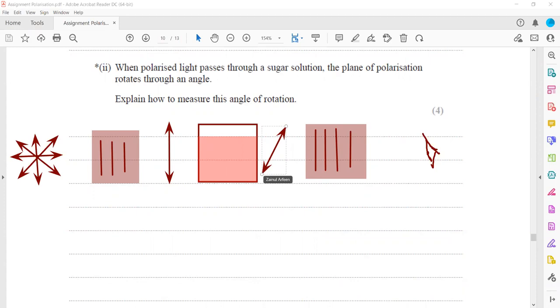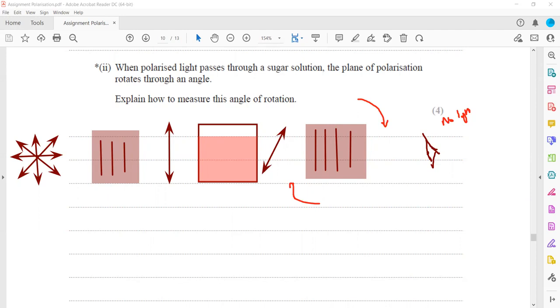So as a result, because it will rotate the light, in that case there is no vertical component here. As there is no vertical component, we will not observe any light. There will be no light present. Now we will gradually rotate this polarizing filter so that we can measure the angle.